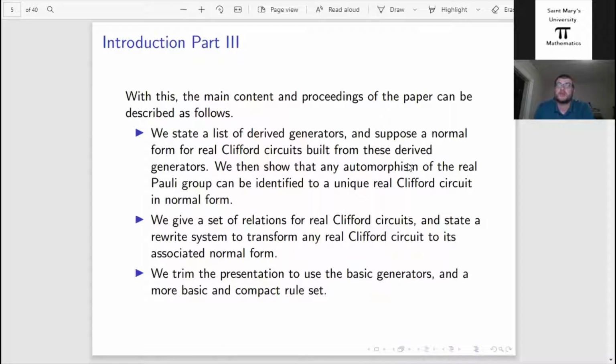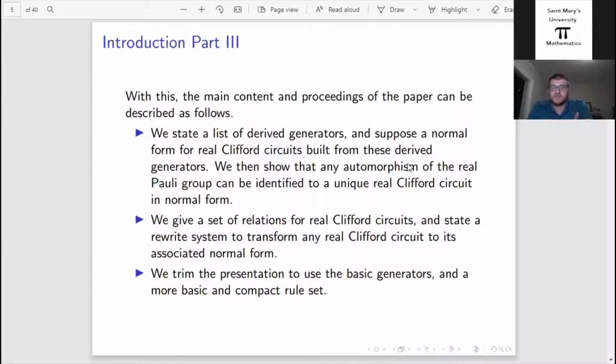In the main content of the paper, we state our list of derived generators and our normal form built up from them. We can think of our derived generators as blocks, and our circuits as the pictures we make with the blocks. We show that any automorphism of the real Pauli group can be identified with a unique real Clifford circuit in its normal form that acts identically to it. Furthermore, a Clifford circuit is an automorphism of the Pauli group under conjugation, so we can find an associated normal circuit for any Clifford circuit you give me.